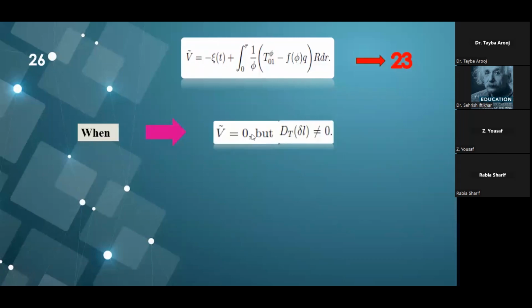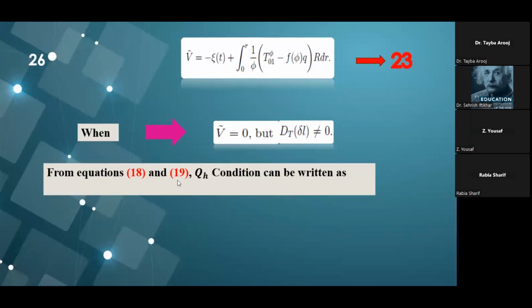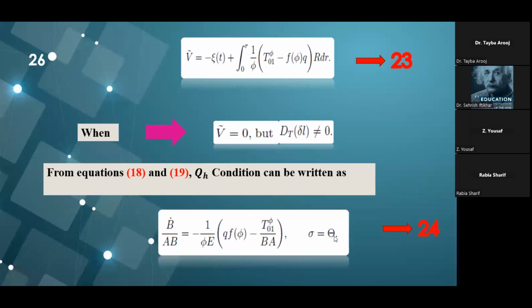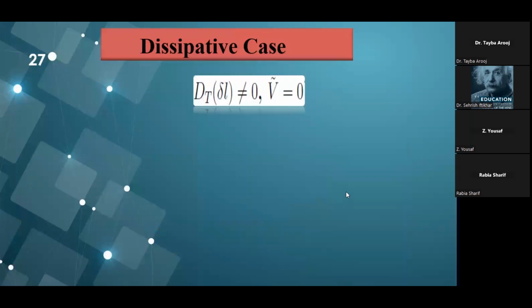When V tilde is equal to 0, then dt of delta is not equal to 0. Then from equation 18-19, the QH condition can be written in this form. Okay, this is a condition that I found in this theory for the spherical symmetric space-time.